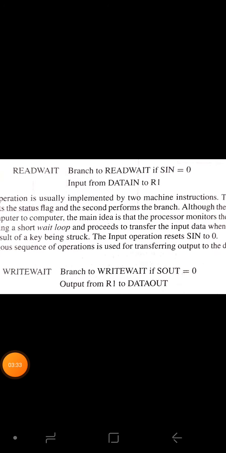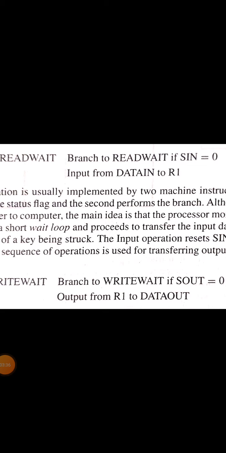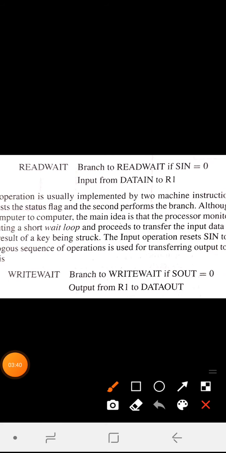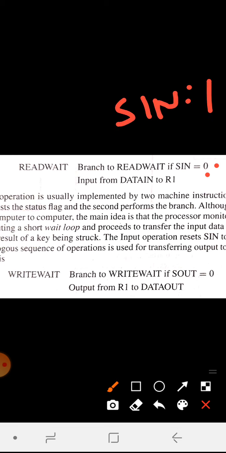So we have written a set of instructions over here by using a branch. The first instruction is saying, read wait, branch to read wait if SIN is equal to 0. Already I have said, based on the condition of SIN, we can make sure whether we have data or not. If SIN is equal to 0, then there is no data present in data in. If not, meaning SIN is equal to 1, then you can give this input from data in to R1. So this is a branch instruction we are using.